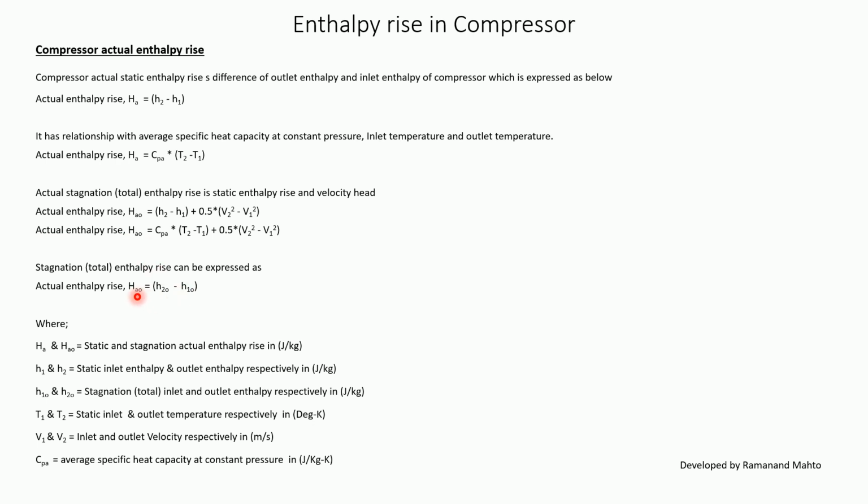In stagnation form we can also write HAO is equal to h2o minus h1o. O represents stagnation condition, where HA and HAO are static and stagnation actual enthalpy rise in joule per kg. Small h1 and h2 are static inlet and outlet enthalpy, joule per kg, and small h1o and h2o are stagnation inlet and outlet enthalpy, joule per kg. T1, T2 are static inlet and outlet temperature in degree Kelvin. V1, V2 are inlet and outlet velocity in meter per second. CPA is average specific heat capacity at constant pressure in joule per kg per Kelvin.